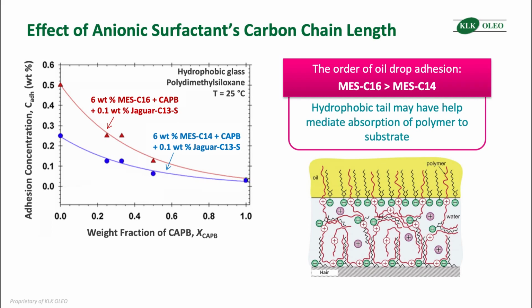This suggests that more conditioning agents would have been deposited on the hair if MES C16 was used as the primary surfactant instead of MES C14. As the only difference between these molecules is their length of carbon chain, we propose that the hydrophobic tail may have helped mediate the adsorption of the polymer to the substrate, so less of the surfactants has to be washed away before drop adhesion occurred.